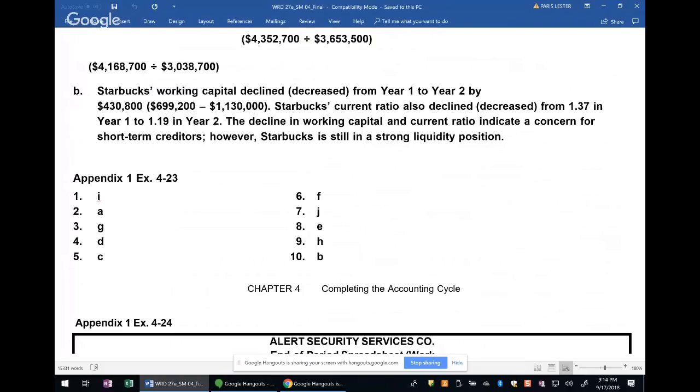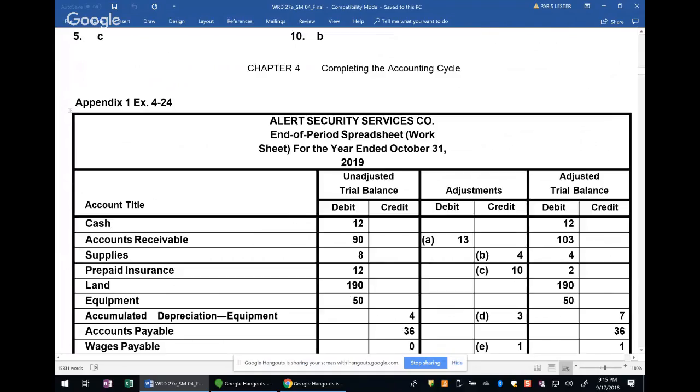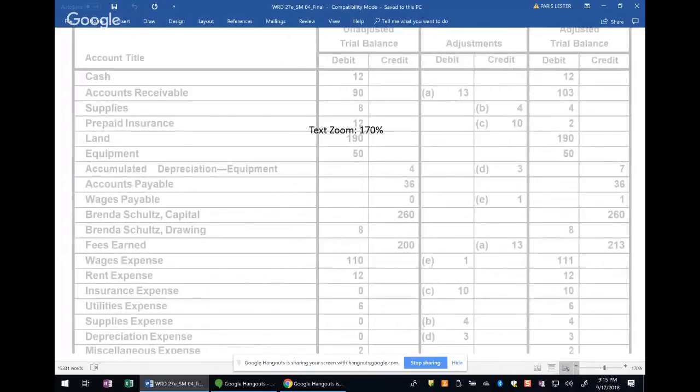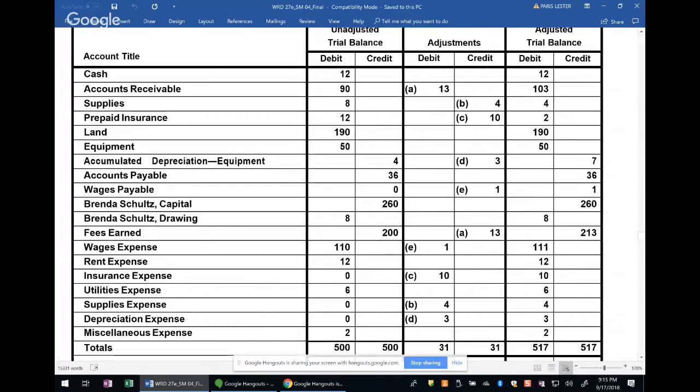Okay, now this is where I want everybody to be, but everybody's not up to date here. Some of you are trying to do your own thing. Here's what I want. The adjustments, make sure they're on there. Of course, these two columns had 500. That was in your book. I want you to get 31. Make sure you got your debits and credits here.